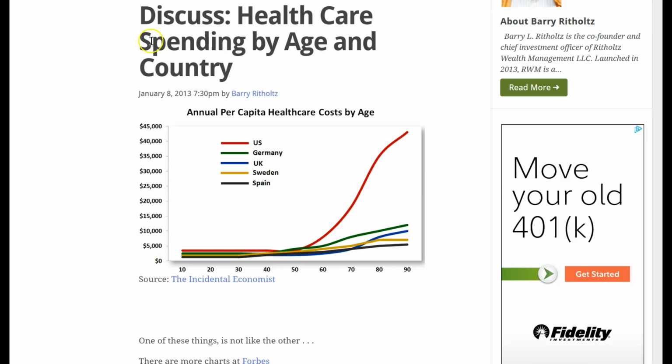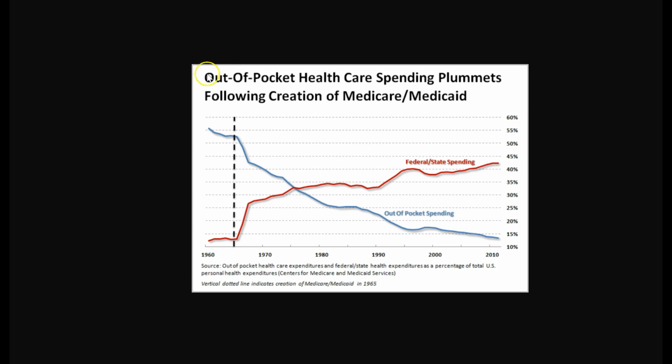You can look at healthcare spending by age, and if you were saying that the United States relative to other countries spends much more, especially in later age. Or you could look at something over time, out-of-pocket healthcare spending and Medicare, Medicaid. And you can show that as federal care spending as a percentage of all went up, out-of-pocket spending went down.